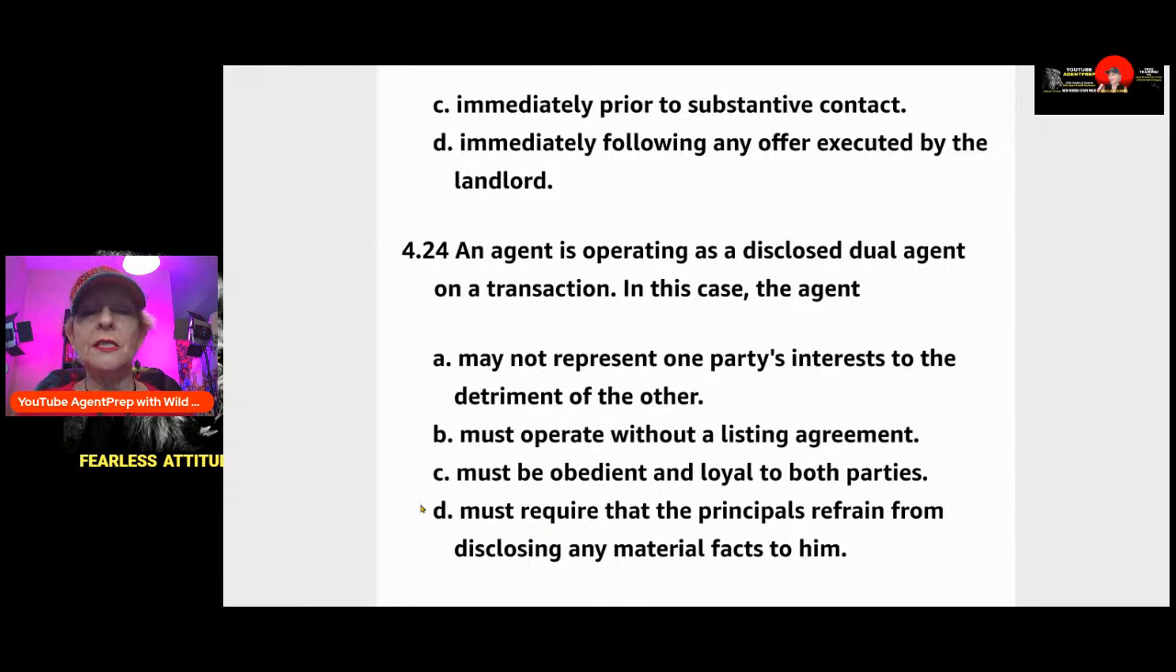Okay, so these are in states where there is dual agency. In Texas, we don't have dual agency. We only represent one client, but we can write the contract for the other, the buyer. So the agent is operating as a disclosed dual agent, they're disclosing, I'm representing both sides in a transaction. So what must the realtor do in that case? Well, let me take the word must away, okay?